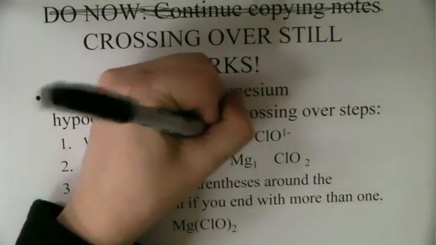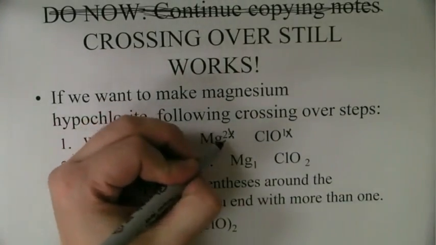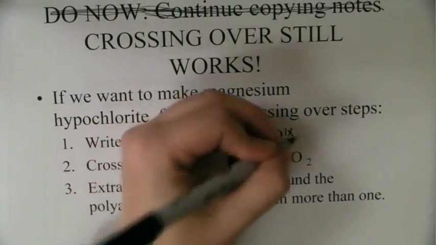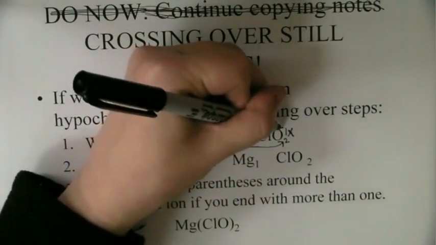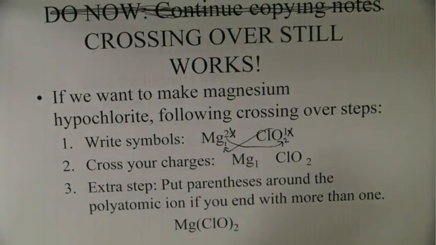The 2, remember, ignore the actual sign, positive or negative. The 2 tells you how many hypochlorites you need. So you need 2 hypochlorites. And then obviously the 1 is telling you that you need 1 magnesium, which is what is right here. Cross your charges, the same thing I just wrote. You end up with 1 magnesium and 2 hypochlorites, 2 ClOs.